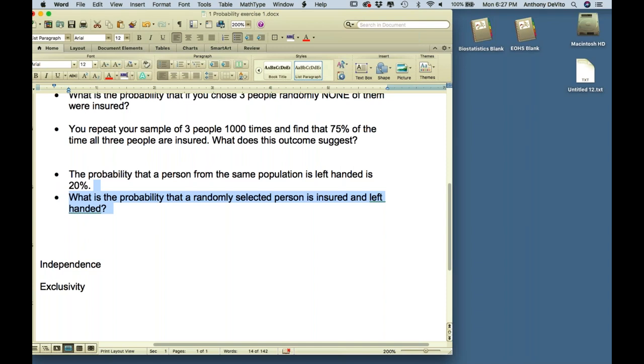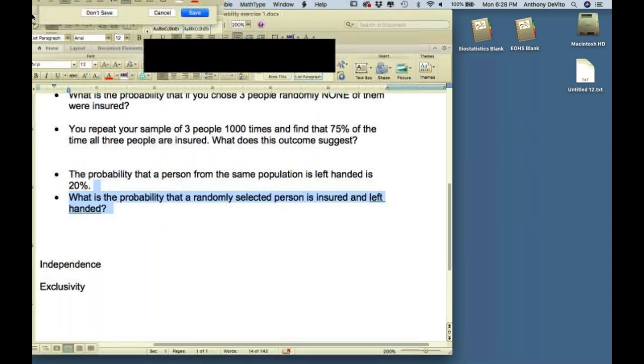So what would we expect the outcome to be here? 0.8 times 0.2. So in other words, 16% of the people that we would sample from this population would probably be left-handed and insured. Okay, this is not hard, right? Are we comfortable with this so far? Okay, good. Let's see if we're okay online. I'm getting a few answers up here too. Okay, good, excellent. So we're talking about whether things are independent, whether things are mutually exclusive.